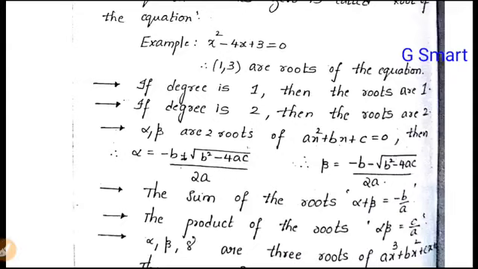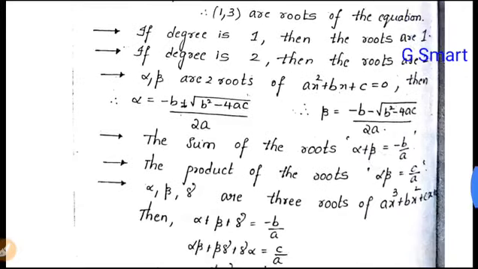If you add these two, that is the sum of the roots alpha plus beta, the root over b square minus 4ac terms both get cancelled, so you get minus b by 2a minus b by 2a, that is minus 2b by 2a, so 2 gets cancelled, and you get minus b by a. The product of the roots, if you multiply these two roots, you will get c by a. So alpha plus beta is equal to minus b by a and alpha into beta is equal to c by a.